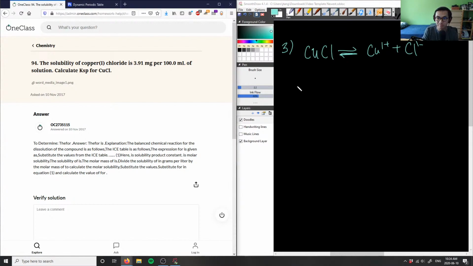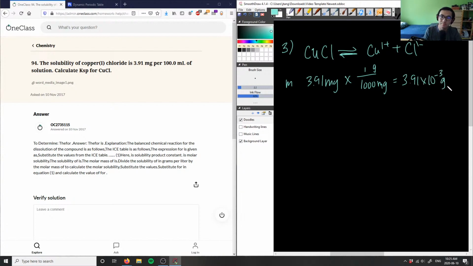So let's do that. We have our mass, which is 3.91 milligrams, and we can change this to grams by multiplying by 1 over 1,000. This would give us our unit in grams. Remember, we're just dividing by 1,000. So 3.91 divided by 1,000 gives us 3.91 times 10 to the negative 3. This is now in grams.